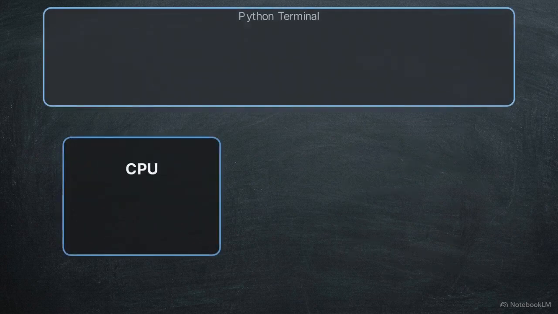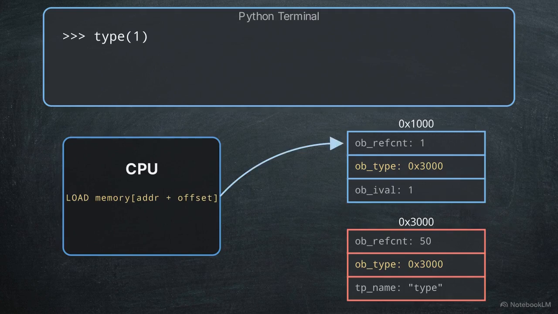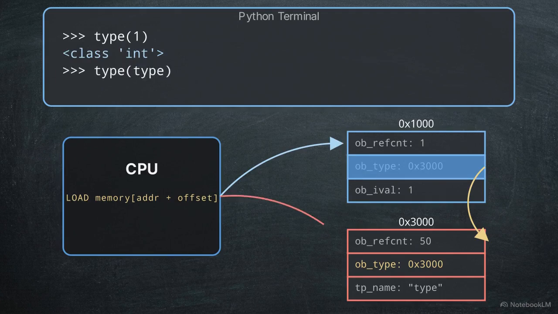This split screen shows a Python terminal and the corresponding CPU instruction. When you check the type of an integer, the hardware executes a straightforward translation. The interpreter locates the integer in RAM, offsets to the ob_type pointer, and returns the physical address found there. When asking for the type of type, the CPU traces the offset, hits the self-referential pointer, loops back to that exact address, and returns a match.